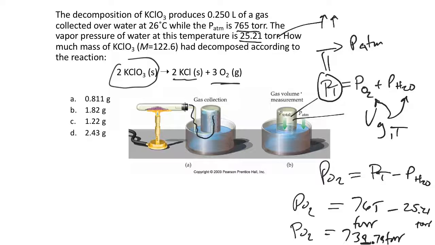Moles of oxygen, this comes from PV equals nRT. So we now know the pressure of the oxygen, we know the volume that we've collected, and we know the temperature that we collected the sample at. So we should be able to solve for the moles of O2 that have been formed by the reaction. And then all we have to do is relate that back to the KClO3, just like we did in the airbag problem. So we just have to relate 3 moles of oxygen are formed for every 2 moles of KClO3 that decomposed. And then we just go back to the mass of our KClO3.